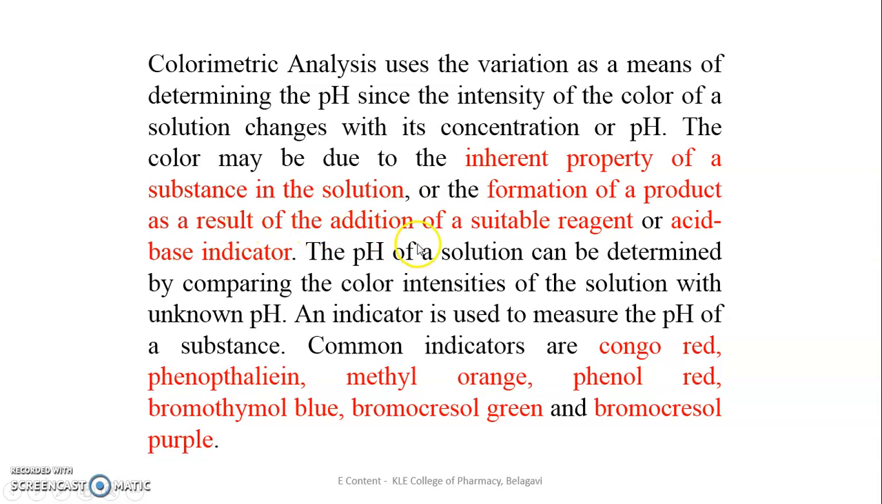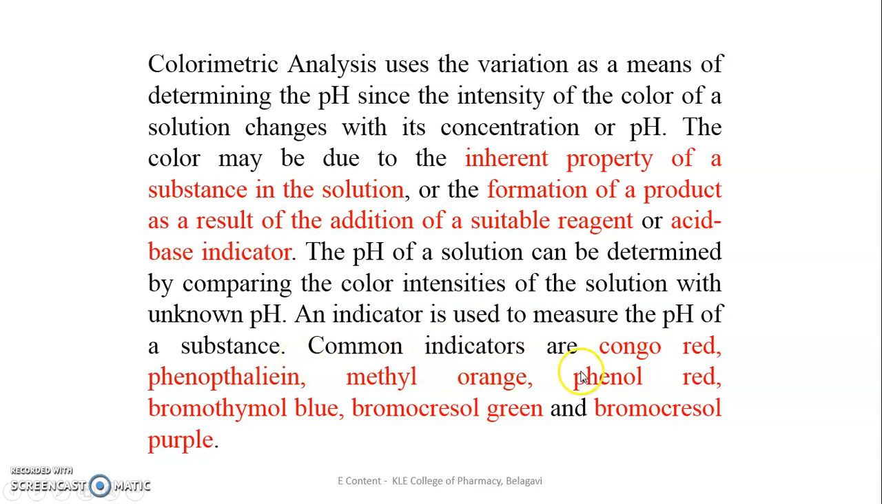Or it could be the formation of a product as a result of the addition of suitable reagents or acid-base indicators, due to the addition of another reactant which can bring about a change in the pH. So, the pH of a solution can be determined by comparing the color intensity of the solution with unknown pH, and an indicator can be used to measure the pH of a substance.